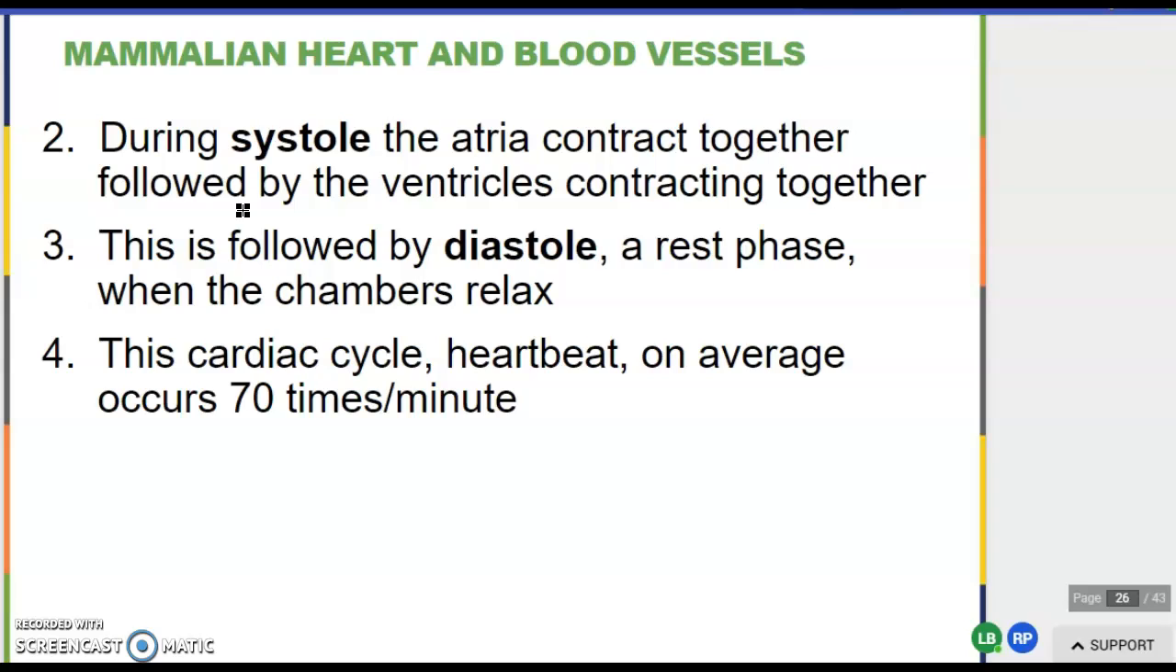The systole is the atria, the top part of the heart, contracting, and then the ventricles contract after the atria contract. So we call this the systole, and then the diastole is the rest phase. And so when we measure blood pressure, we measure the systolic phase and the diastolic phase. And so you get two different numbers, like 120/80 or something like that.